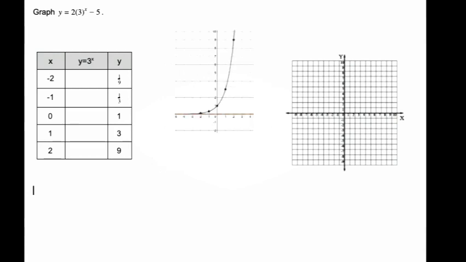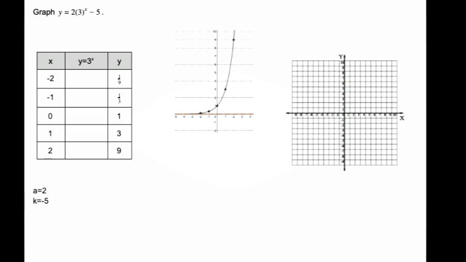Now, the question is, how does this parent function differ from the actual graph that I'm being asked to graph? Well, there's a few things I notice. I notice a 2. I notice a -5. So we should identify, well, is that an A, an H, or a K? Well, the 2 is in the A position, and the -5 is in the K position.